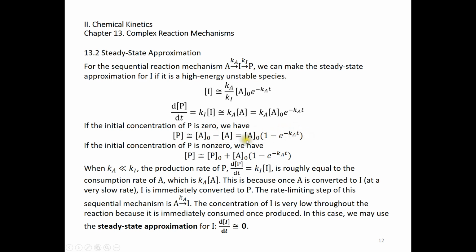We can verify this. We can take dP/dt, and what we will get is going to be [A]_0 multiplied by k_A multiplied by this exponential function, right? So if you take the first derivative of this with respect to time, you get k_A times this exponential function, and then multiply by [A]_0, it's just this. Now what if the initial concentration of P is non-zero? Well, then [P] is simply [P]_0 plus [A]_0 times 1 minus this exponential function.